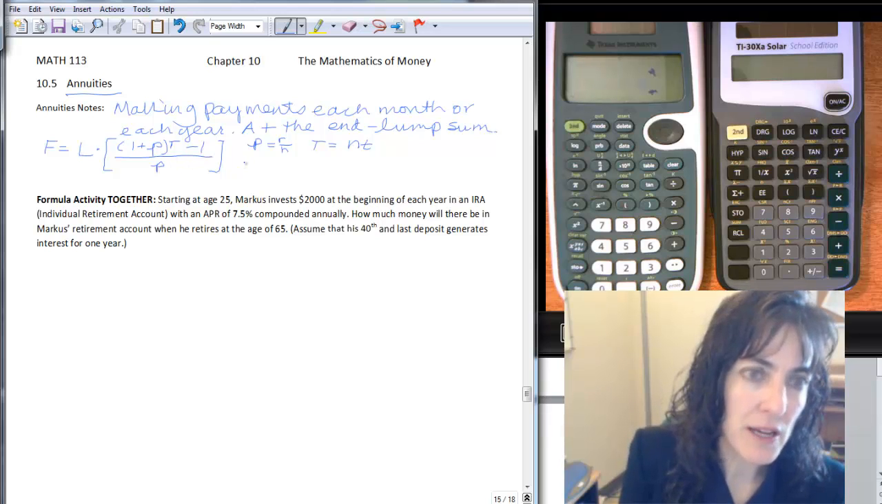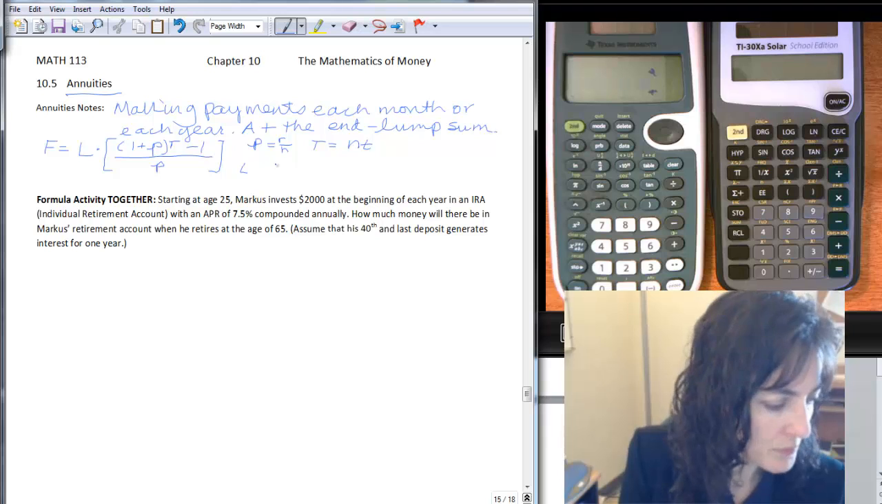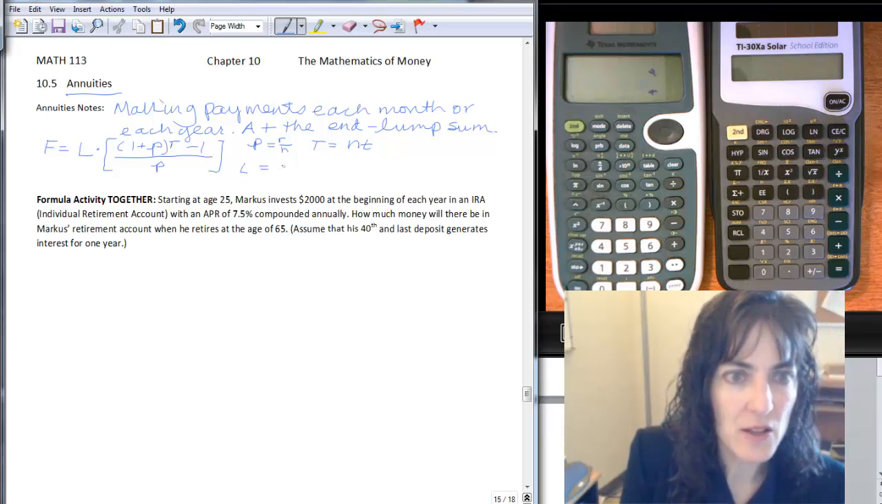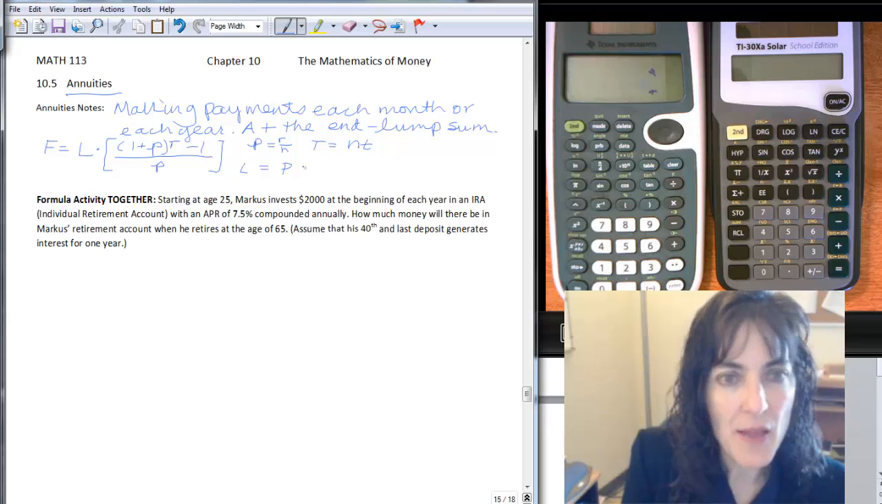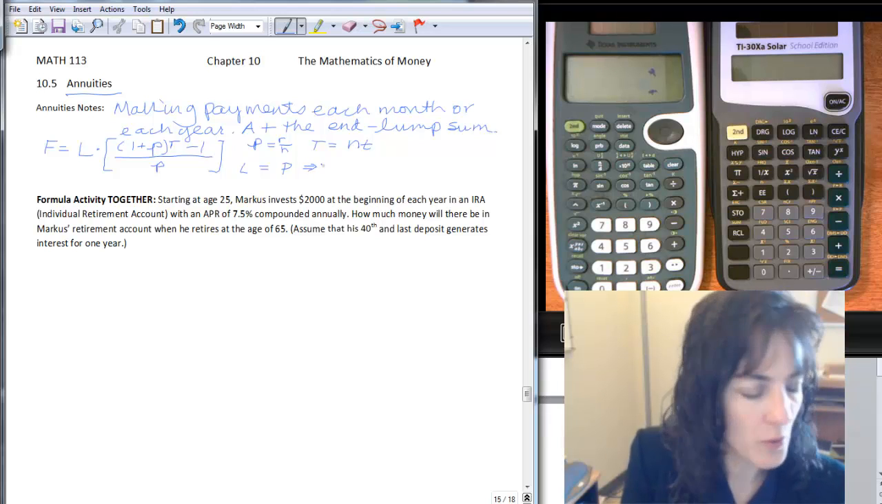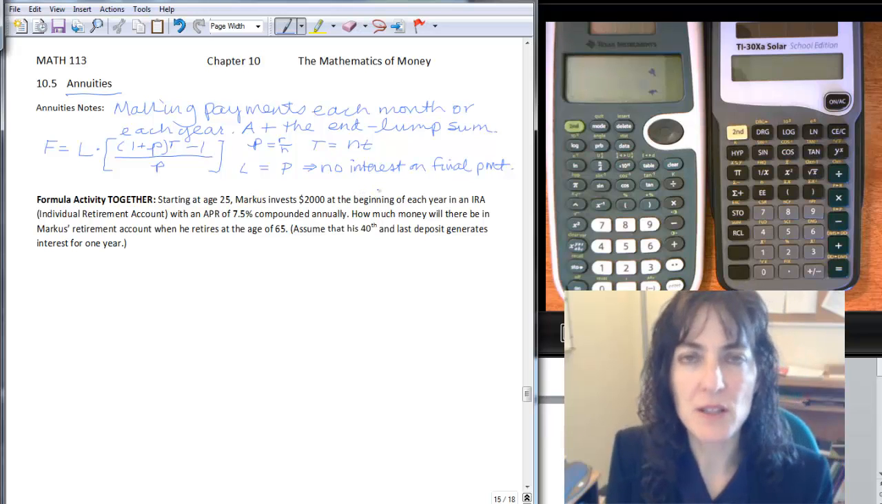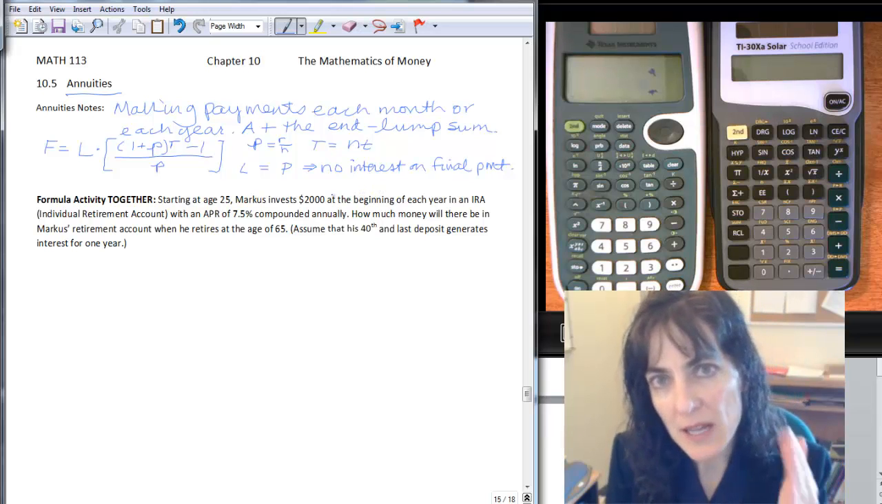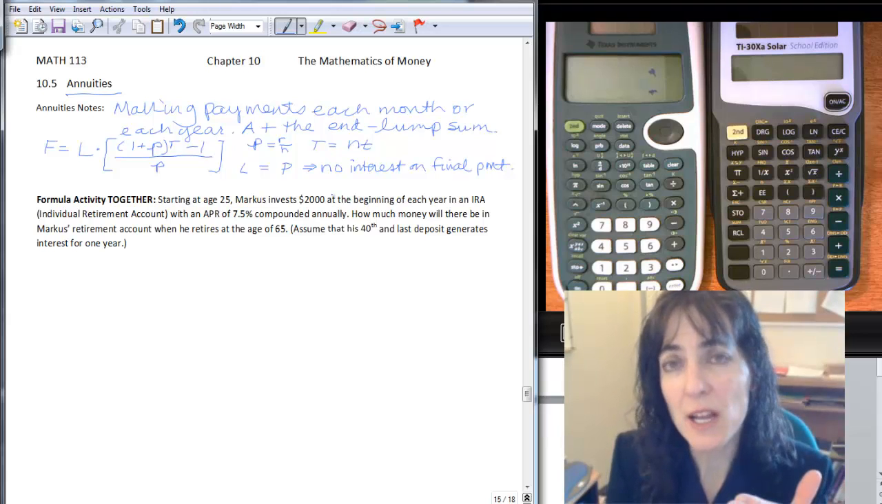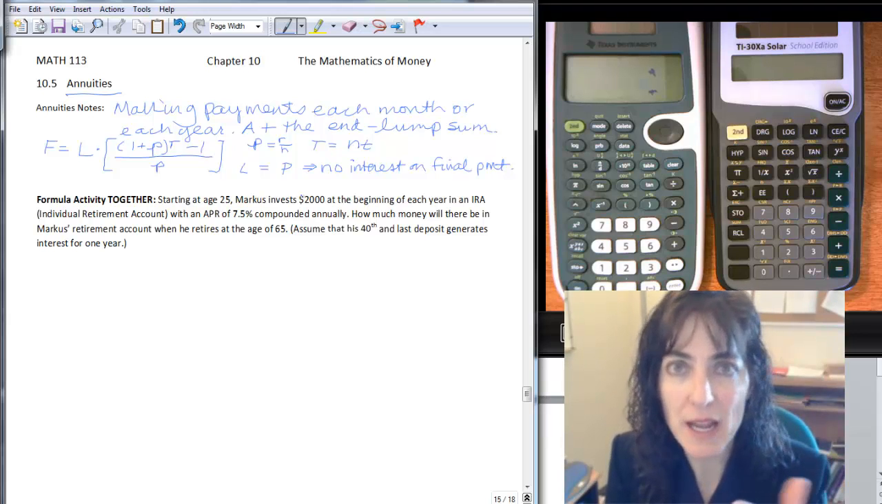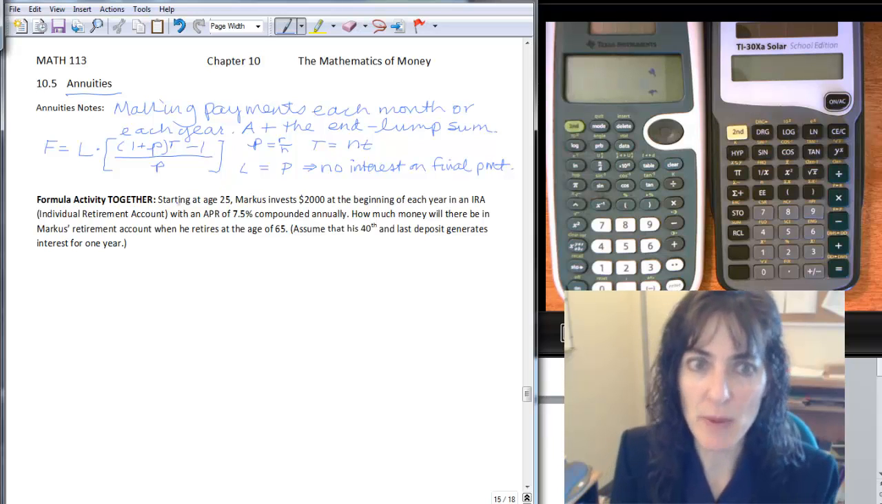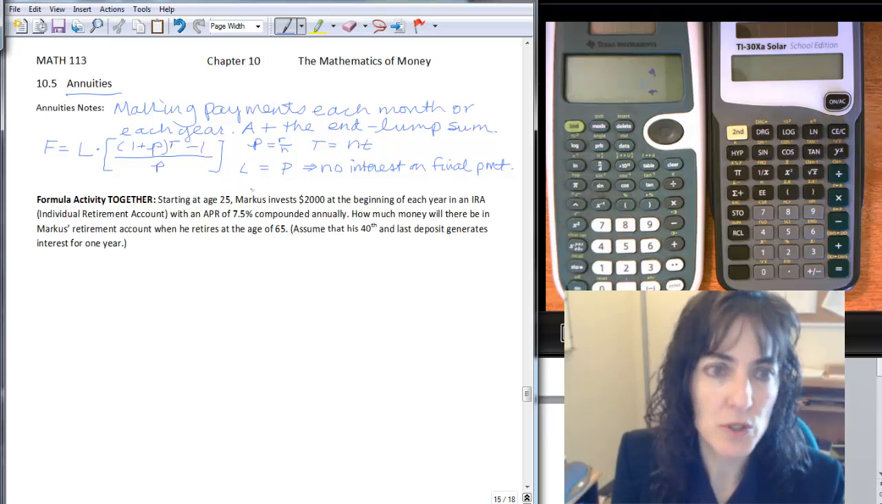Now the capital L has two possibilities. The first one is L equals the capital P, and that means no interest on the final payment. So if you're making payments at the start of every month, and then you make your last payment on, say, January 1st, and then you're going to take out your money that same day, so you don't get any interest on that last payment. That's the idea with if L is equal to the P.